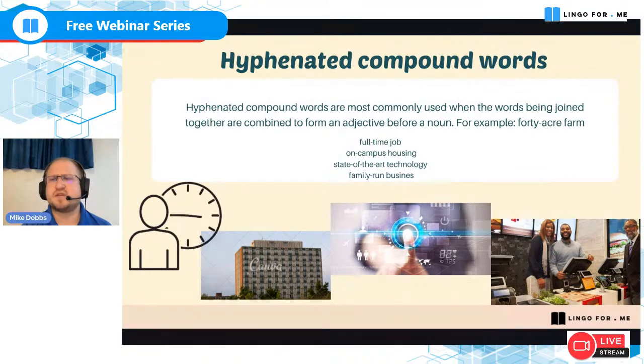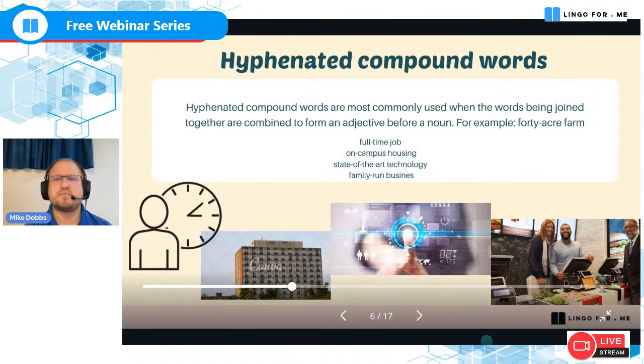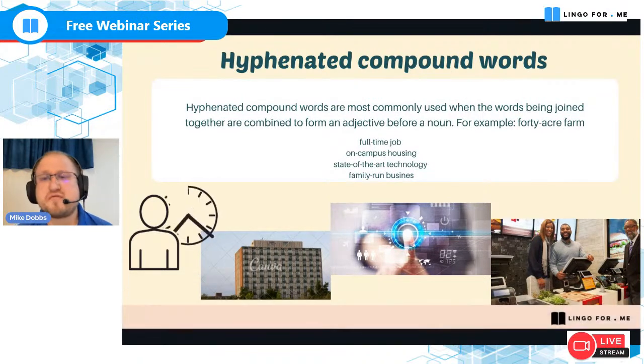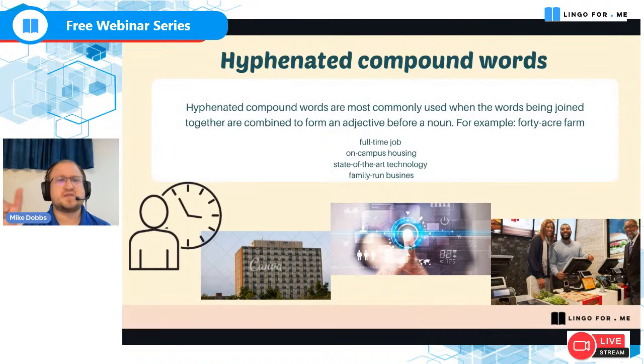And then you see the last photo, the three people together in the bottom right are a family. So a family-run business is, again, describing the business. So the adjective before the noun.